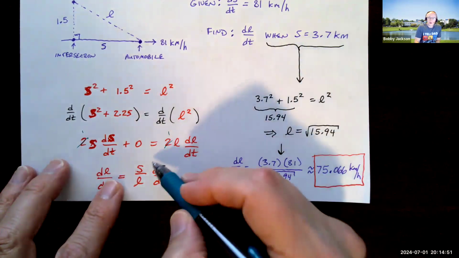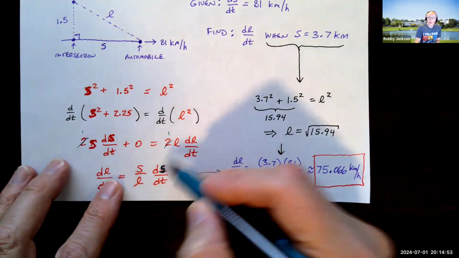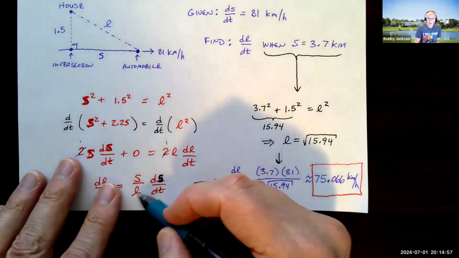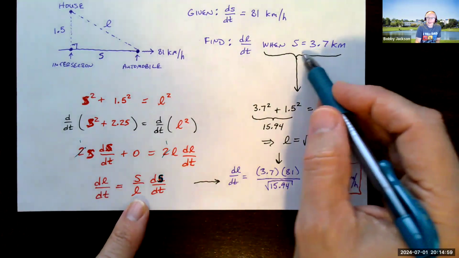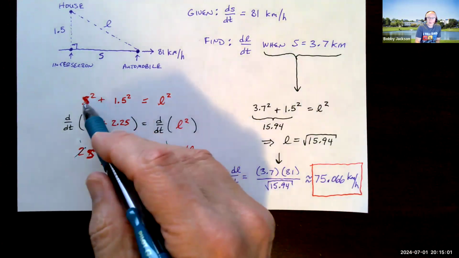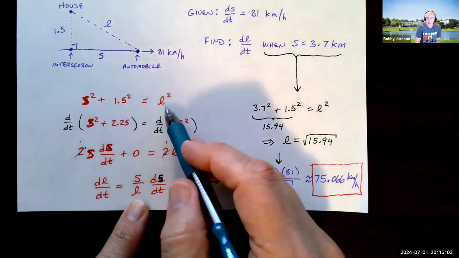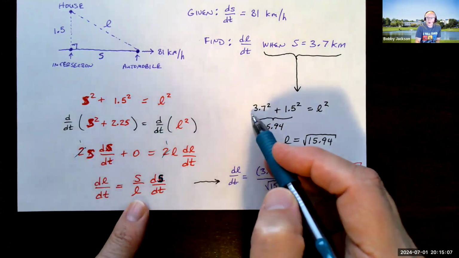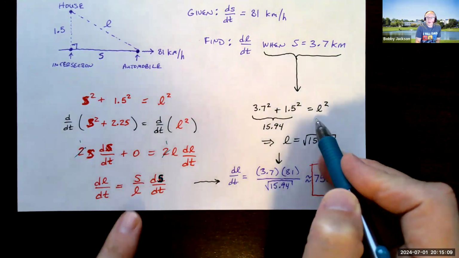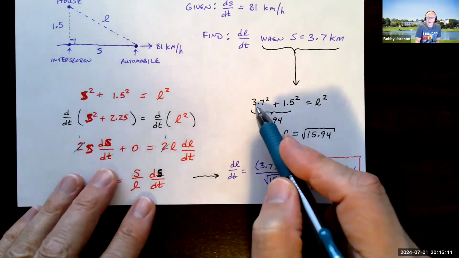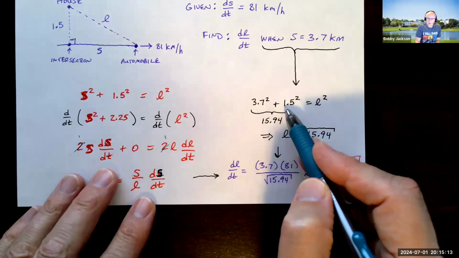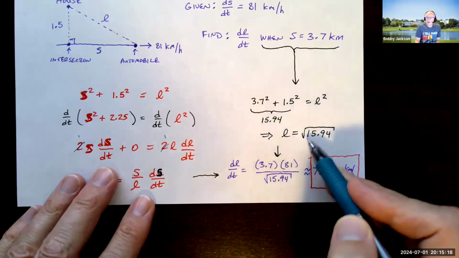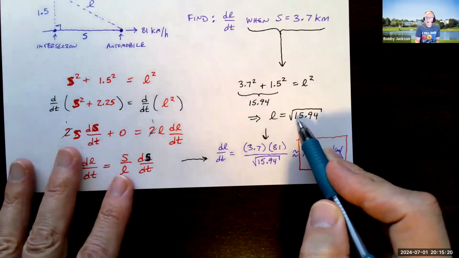So I can now find dl dt. When S is 3.7, I know what S is. I know ds dt from up here is 81 kilometers per hour. The question is, what is L? Well, we can find L at that instant. When S is 3.7, remember this relationship holds at any point in time. So if I replace S with 3.7 here, I get 3.7 squared plus 1.5 squared is L squared. If I square 3.7 and square 1.5 and add them together, I get 15.94. So L would be the square root of 15.94.